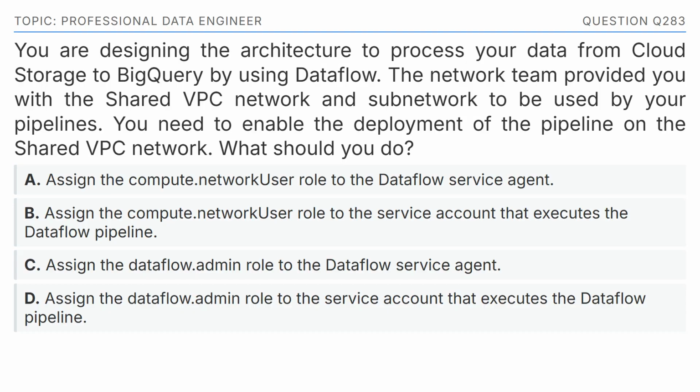What should you do? The options are: Option A, assign the compute.networkUser role to the Dataflow service agent. Option B, assign the compute.networkUser role to the service account that executes the Dataflow pipeline. Option C, assign the dataflow.admin role to the Dataflow service agent. Option D, assign the dataflow.admin role to the service account that executes the Dataflow pipeline.